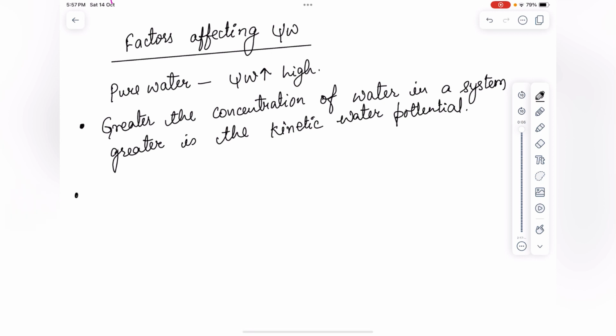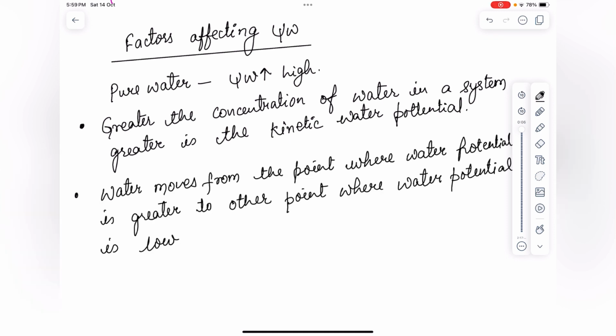The greater the concentration of water in a system, the greater is the kinetic water potential. Water moves from the point where water potential is greater to the other point where the potential is lower.